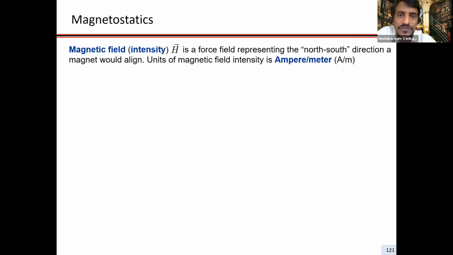Just like how we had the electric field intensity, which is E, having the units of volts per meter, a force field, the force experienced per unit positive charge, the magnetic intensity is going to have the units of amperes per meter. So in one case, it's the voltage. In the other case, it's the current. So you get the analogy between them.